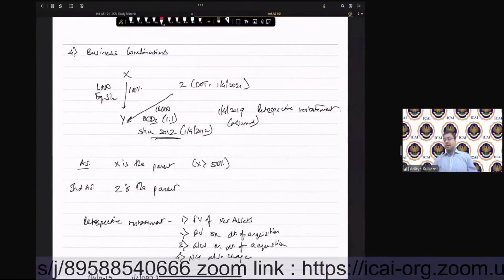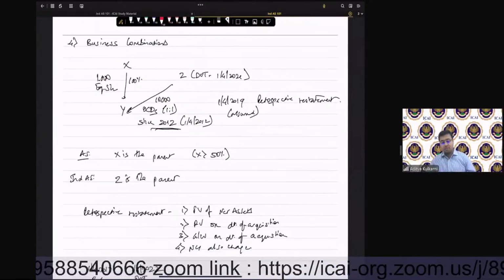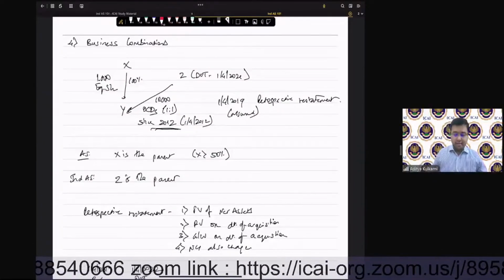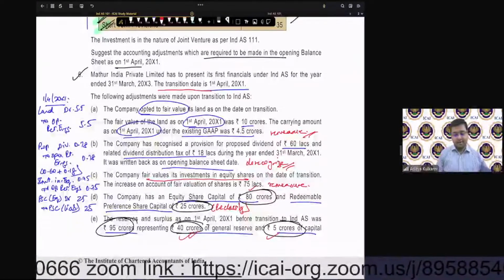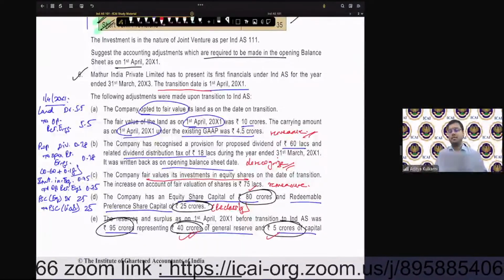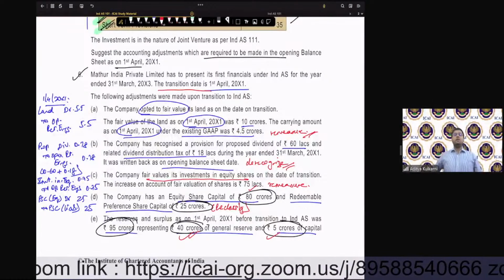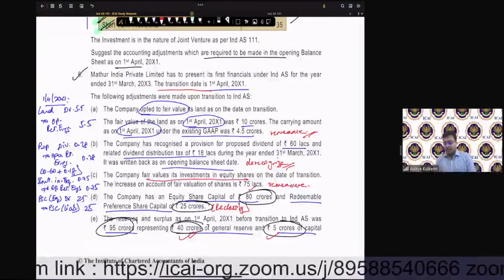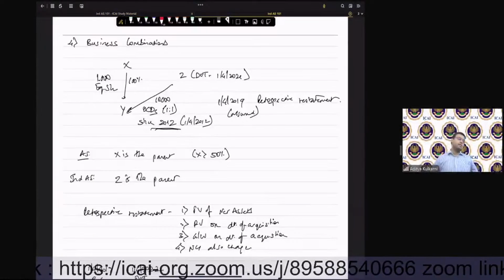All right. Coming next to business combinations. Very critical amendments are there in business combination. I mean, very critical relief is given under business combination. See, what happens in business combination? Is it different from Accounting Standard 14?